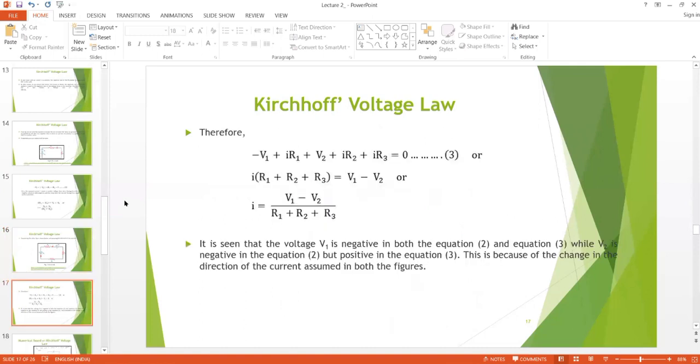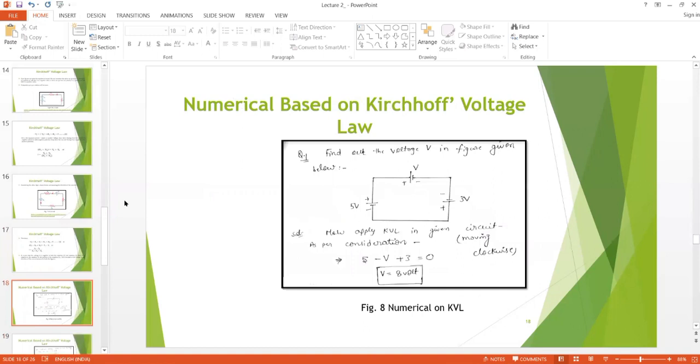Right? So this is how we can see the direction of current and direction of voltage, or the polarity of the voltage element. So you can see one numerical. Find out the voltage in the figure. You can see plus 5 volt and plus 3 volt. How are they connected? They are connected in a different way.